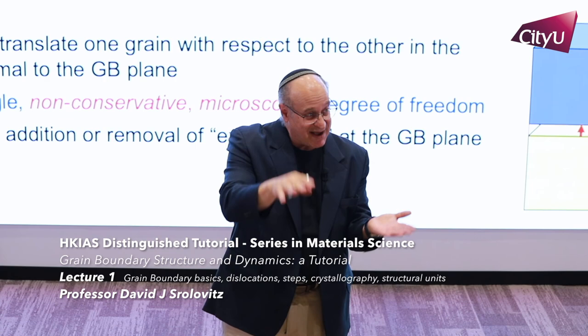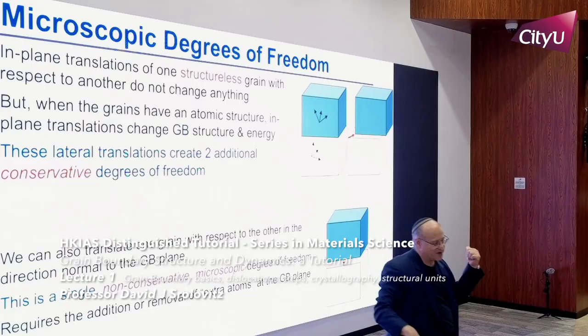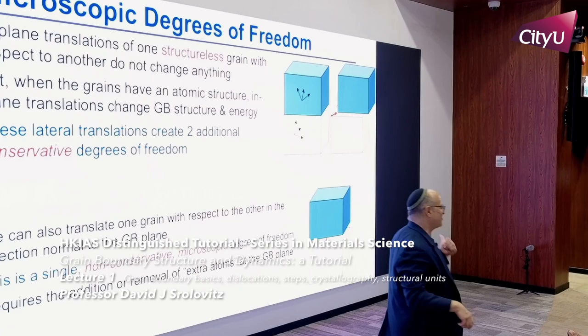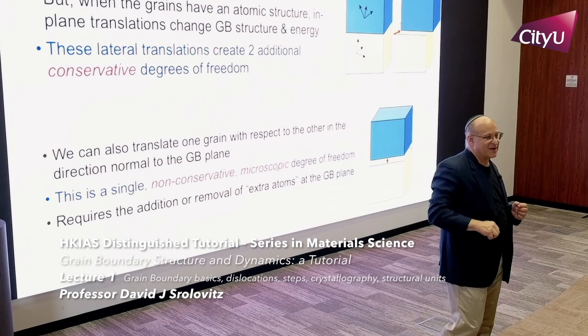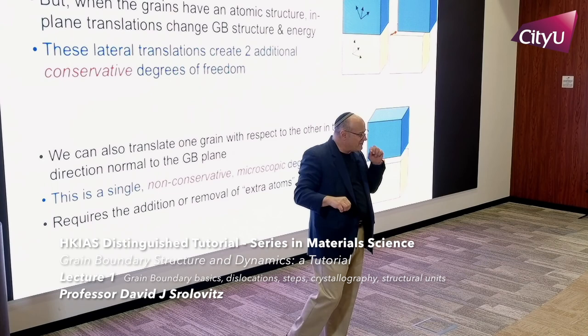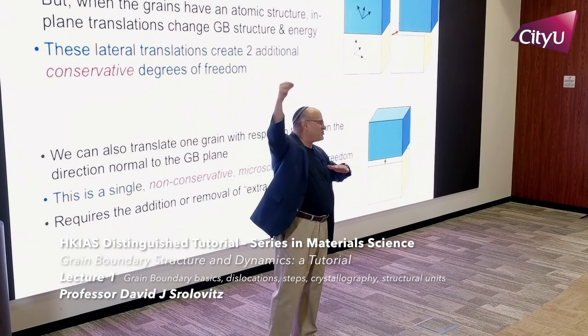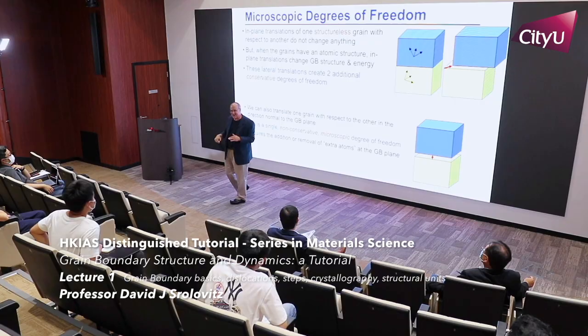It's very important when we talk about segregation, it's very important when we talk about creep, it's very important when we talk about grain boundary thermodynamics. And as I'll show you next time, there are very interesting things you can do to the grain boundary structure by adding or removing atoms. By the way, this is very related to radiation damage, where a grain boundary can absorb or emit vacancies or interstitials. That's adding and removing atoms. So radiation damage is one of those places where this is central.